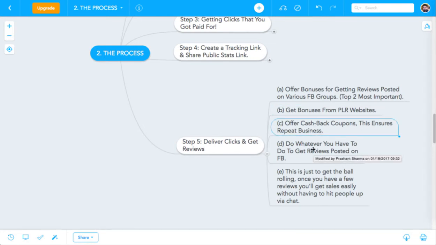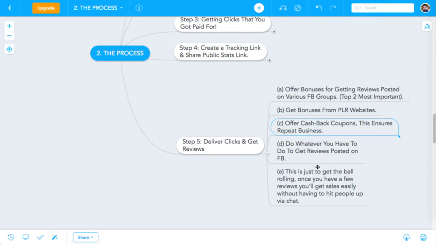Offer cashback coupons. This ensures repeat business. Now, you might not want to do it if you want to save a couple of bucks. But in the long term, I think offering cashback coupons is good. Like if you come to me and buy a solo ad for, let's say, $50, and I give you a $5 cashback, the next time you come back to me, you have $5 off. There's a very high chance that you're going to come back to me because whenever you need traffic, you have $5 that you can redeem with my solo ad service. So I just think it's good business and it ensures repeat business. We've been doing it successfully for some of our other businesses.